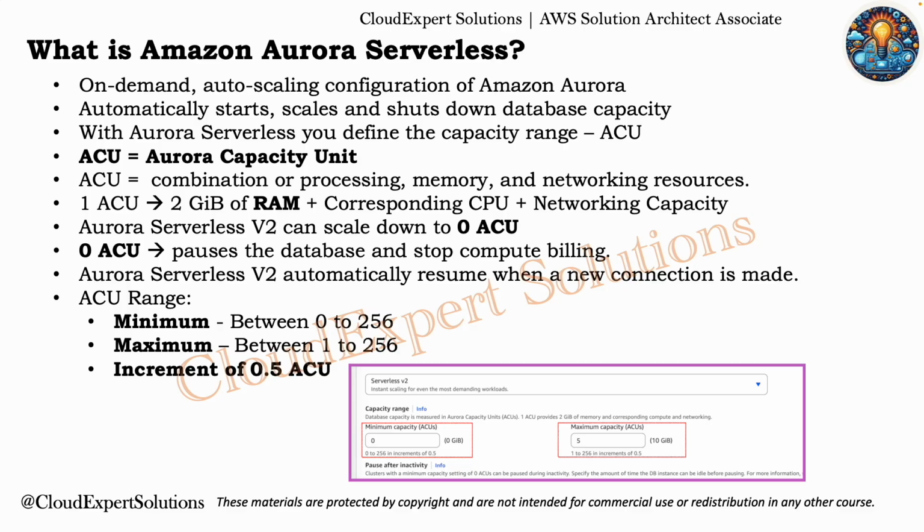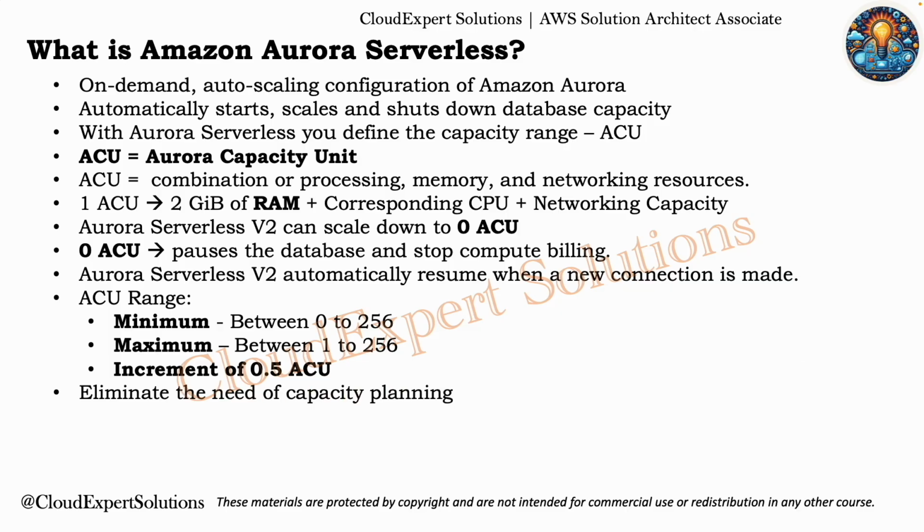Scaling in v2 is very fast, fine-grained, and non-disruptive. It can scale in increments as small as 0.5 Aurora Capacity Units, or ACU, and with its one-of-a-kind architecture, Aurora Serverless v2 eliminates the need for capacity planning.